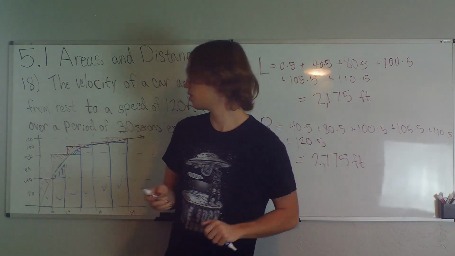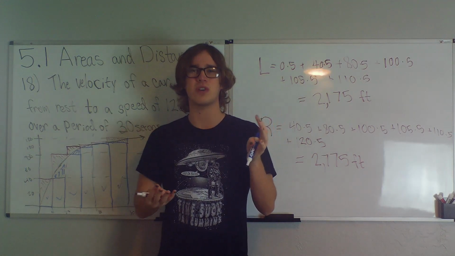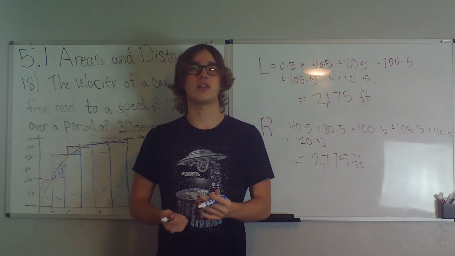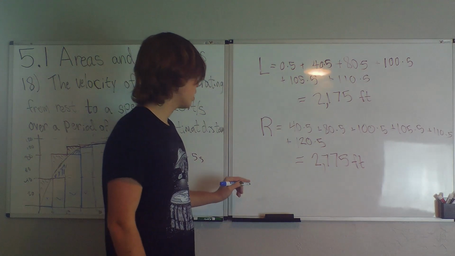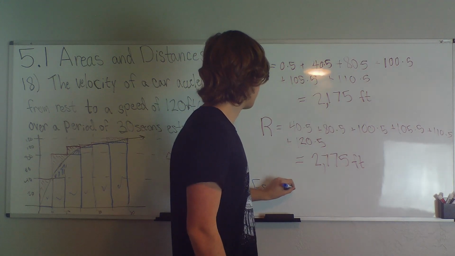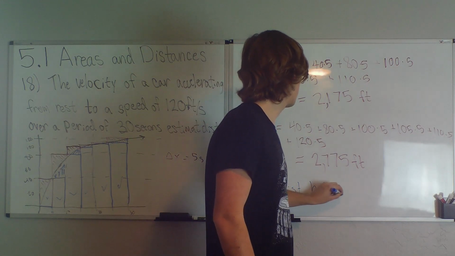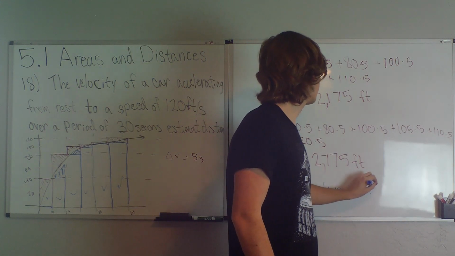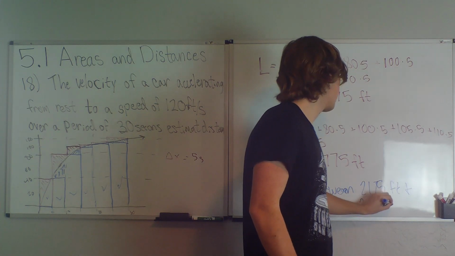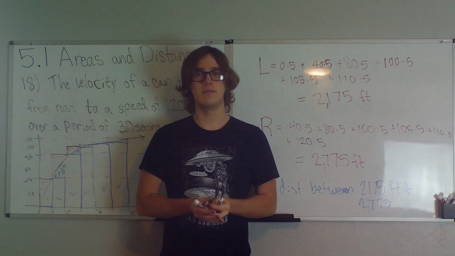What we could have done is split it into sections of 2.5 and whatnot, but that wasn't really possible for the purpose of this graph because it wasn't the most accurate graph. I was writing it on a whiteboard. But what we can say is our estimated distance traveled is between 2,175 feet and 2,775 feet, because the true distance traveled will be somewhere in that interval.